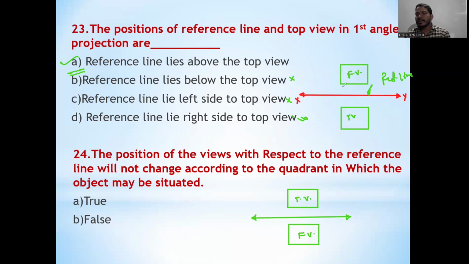Means if you keep the object in the first quadrant, then the front view of the object will be above the xy line. And suppose the same object you keep in the third quadrant, then the front view will come below the xy line. That means the position is going to change. Getting it? That's why this statement is false, or wrong. So that's why option B will be correct.